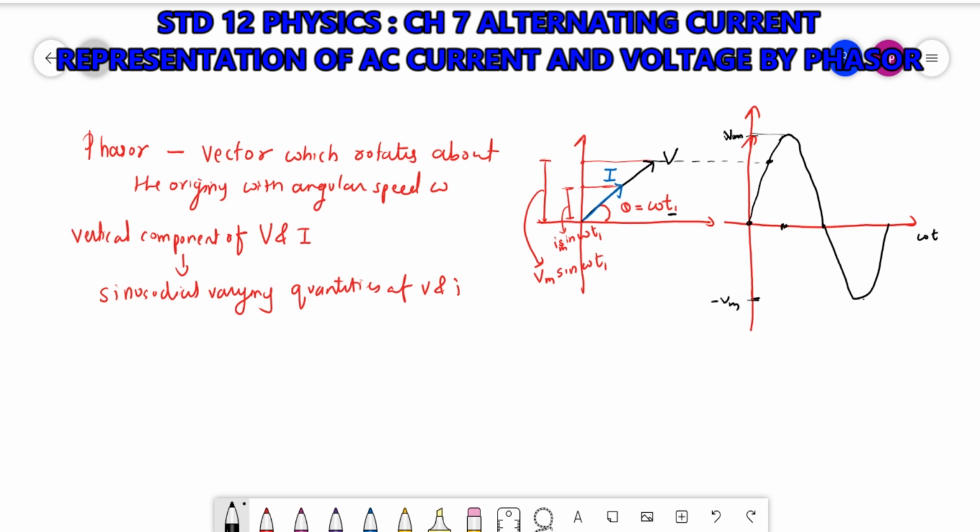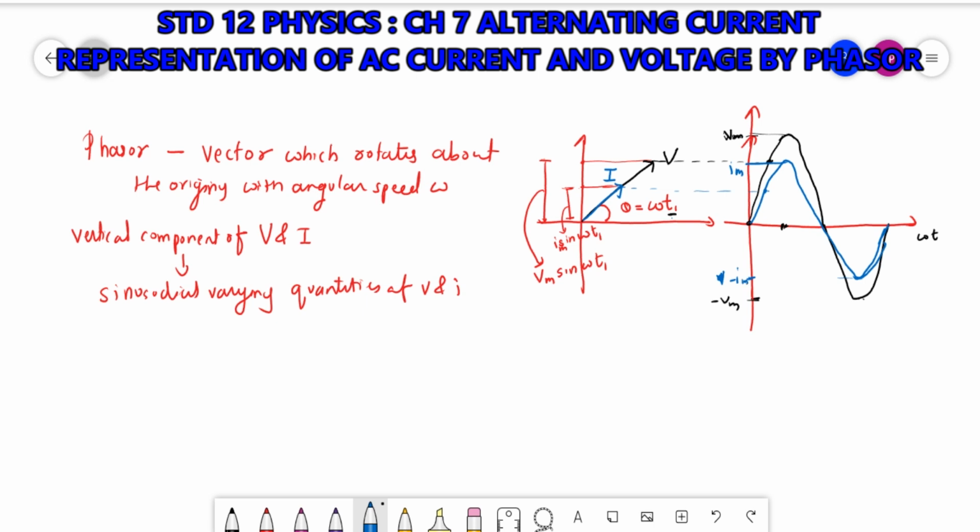Now if I represent the current vector, it will be this way: maximum at pi by 2. The corresponding value at time t1 is this, and the maximum value is Im. In the opposite direction it will be minus Im.